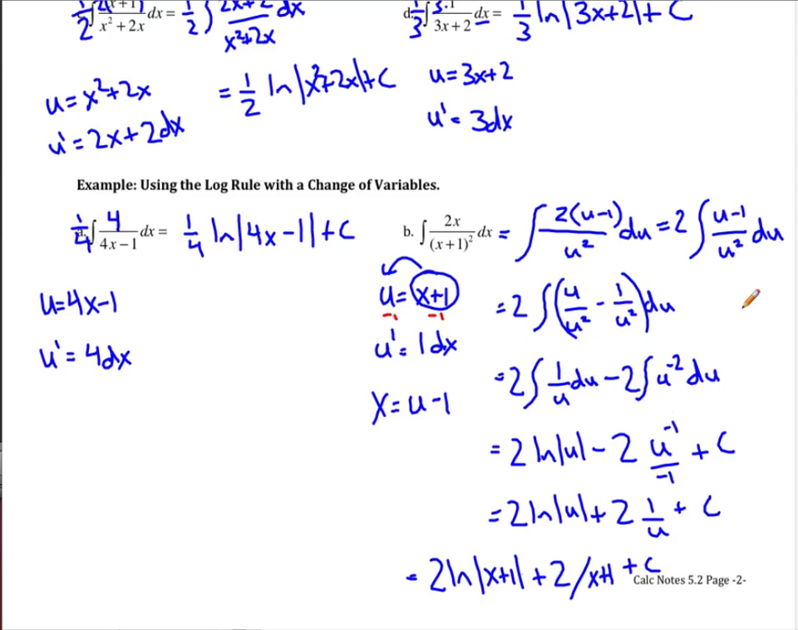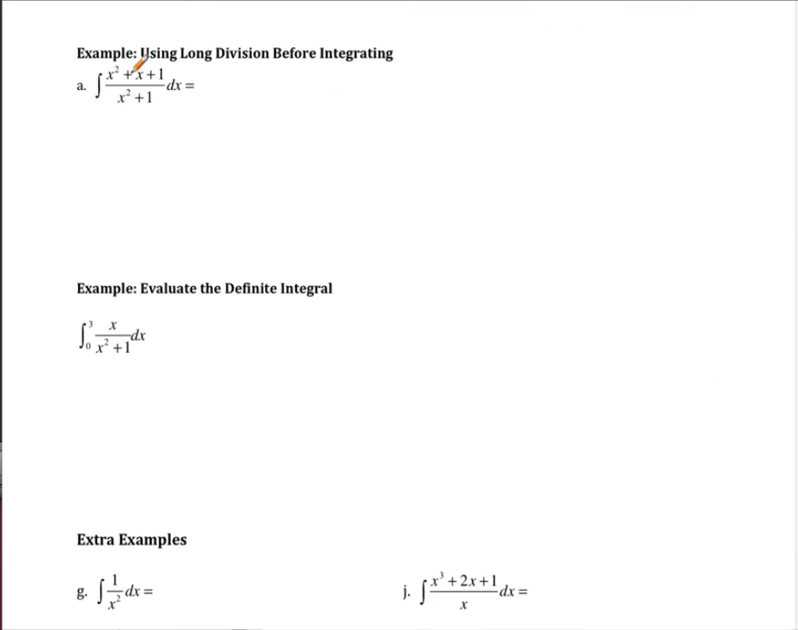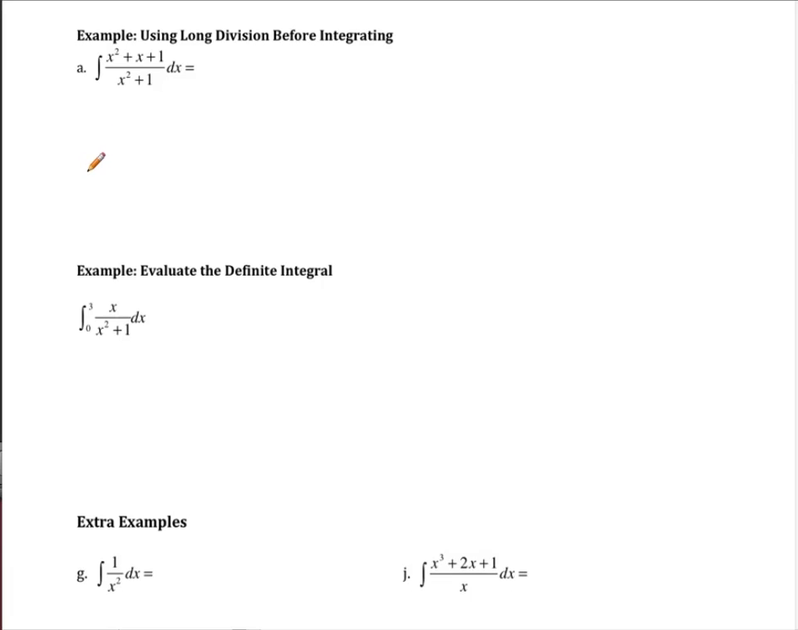Alright, so let's move on. Next we want to do an example where we need to use long division before integrating. So here, if we look at the u and du, if we let the bottom just be u, the du would be 2x, and you see we have an extra x squared here, so it's going to be a little weird. So a lot of times we want to actually try to divide this before we integrate. Okay, so let's use long division here.